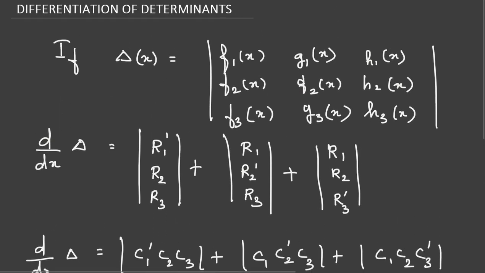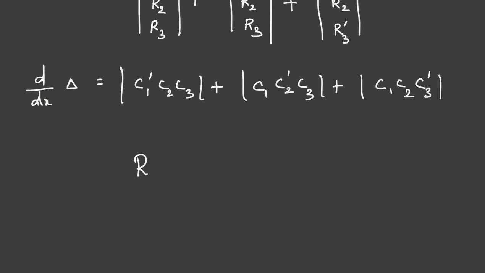Next, multiplication of determinants. We have seen that it can be a row by column multiplication, or row by row multiplication can be done for a determinant, or column by column multiplication can be done for a determinant.